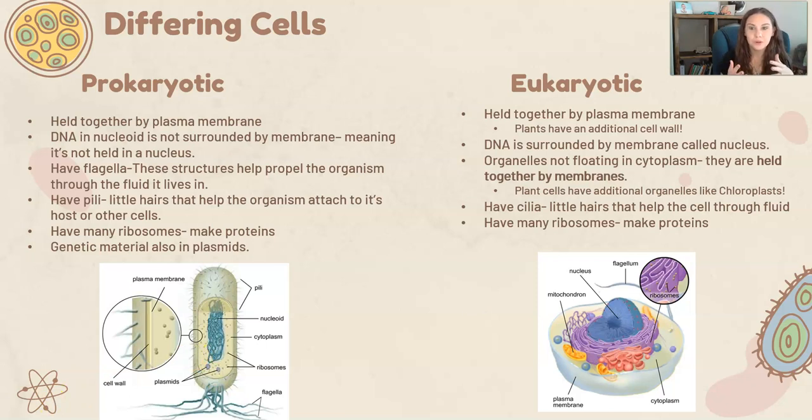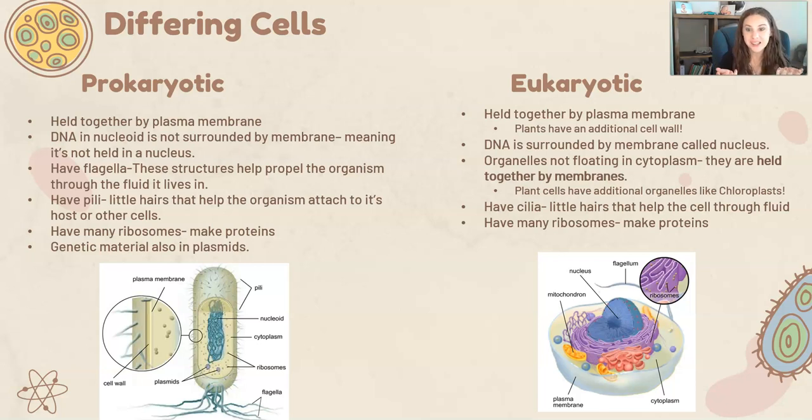Now remember, eu means they do, so they do have a nucleus that holds that DNA. They are also held together by a plasma membrane or a cell membrane, okay? Plants have an additional kind of structure that binds the cell together, and that's called a cell wall, okay? And that's specific to plants. Animal cells are not going to have that.